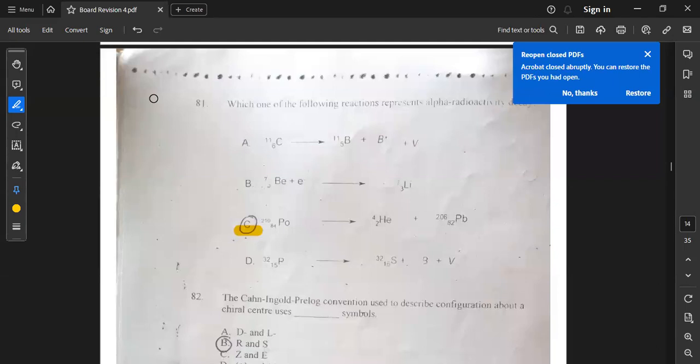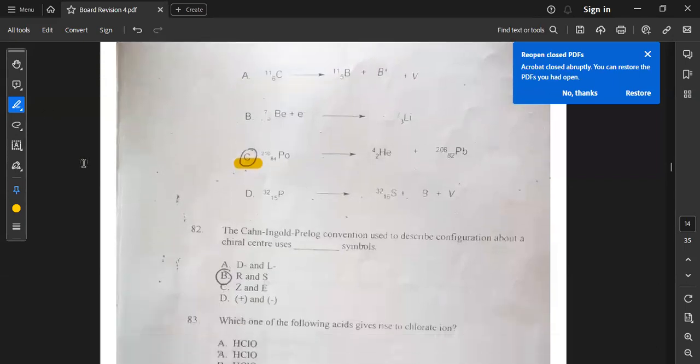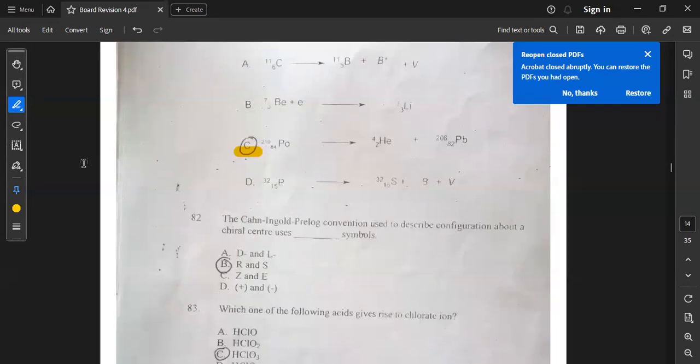The Cahn-Ingold-Prelog convention used to describe configuration about a chiral center uses what symbols? Is it D and L? Is it R and S? Is it Z and E? Is it plus, minus?